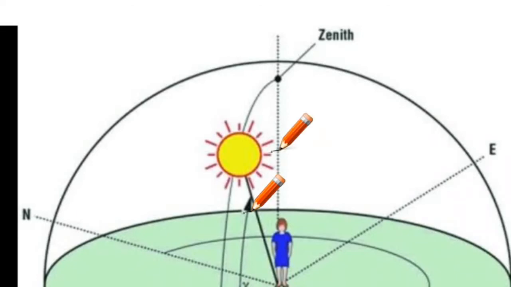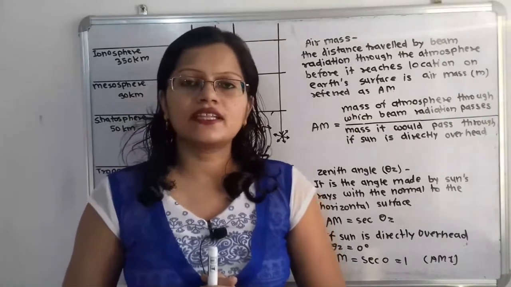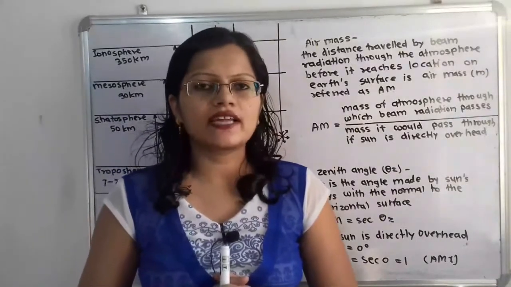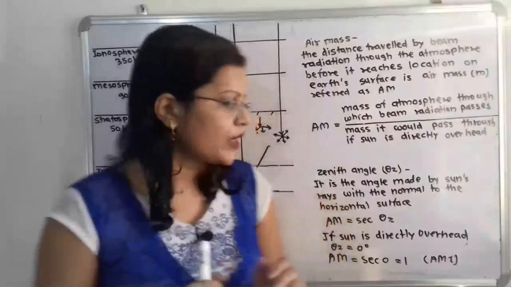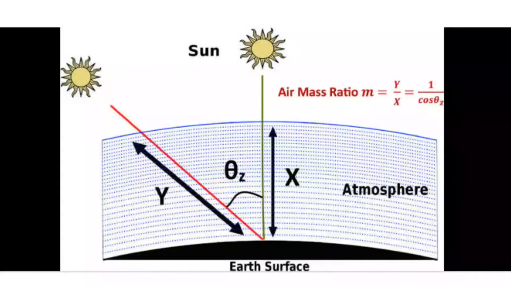So this is the earth's surface, which we consider here as a horizontal surface. And what is the normal? Normal means perpendicular. So this vertical line is the perpendicular to the horizontal surface. The angle made by the sun's rays with this normal to the horizontal surface is theta z, called the zenith angle. Now what is the relation between air mass and zenith angle theta z? We can say that AM, air mass, is equal to sec of theta z.